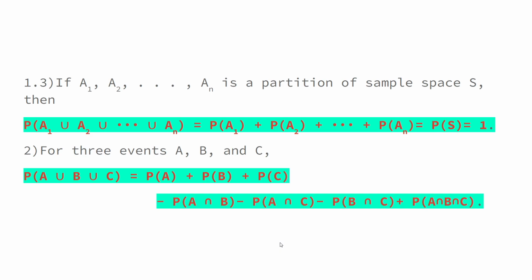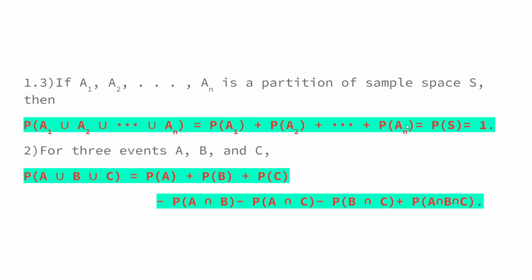Okay, but the condition there was that no two parts will have anything common between them, and the union of all the members should be equal to the full set, right? So now, if no two have anything in common, that means they are mutually exclusive. So by the previous property, we'll get the first part over there, that the probability of A1 union A2 up till AN will be equal to the sum. So this part is clear from the previous thing because they are mutually exclusive.